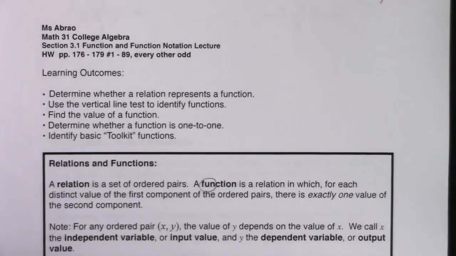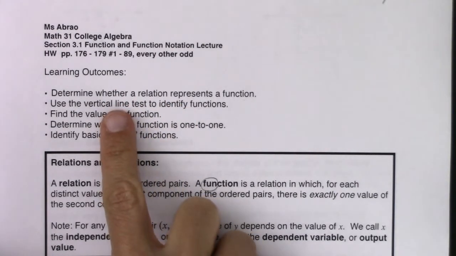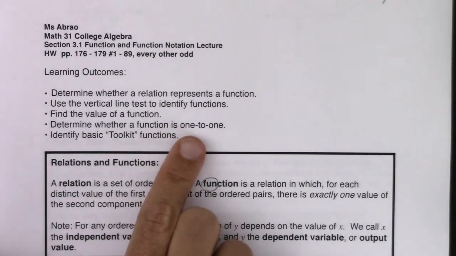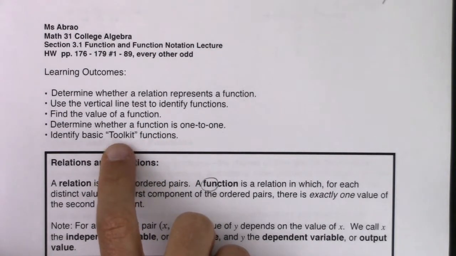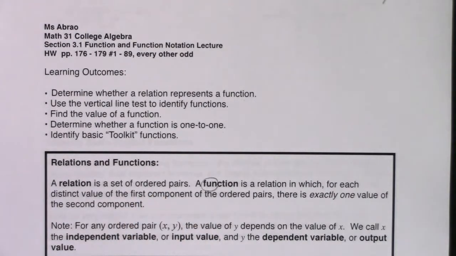Before I flip over to my computer, I just want to remind you of what we've talked about in this section. We've talked about how to determine whether a relation represents a function. We use the vertical line test for that. We've practiced function notation, both by hand and on our calculator, and we just picked up the horizontal line test to determine if a function's one-to-one. And I'm about to flip over to my computer and talk about toolkit functions. So that's it for 3.1. Thanks so much, guys. I'll see you in 3.2.